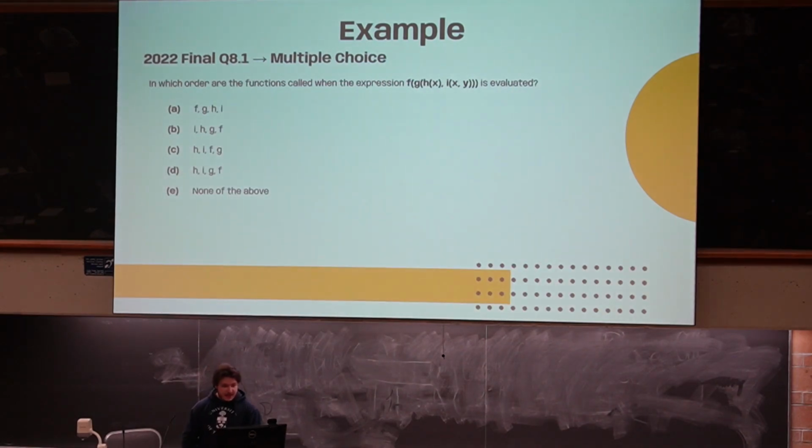Perfect. Now, this is another multiple choice question that a lot of people can make mistakes on. So it's going to say, which order are the functions called in this expression? So f of g of h of i.